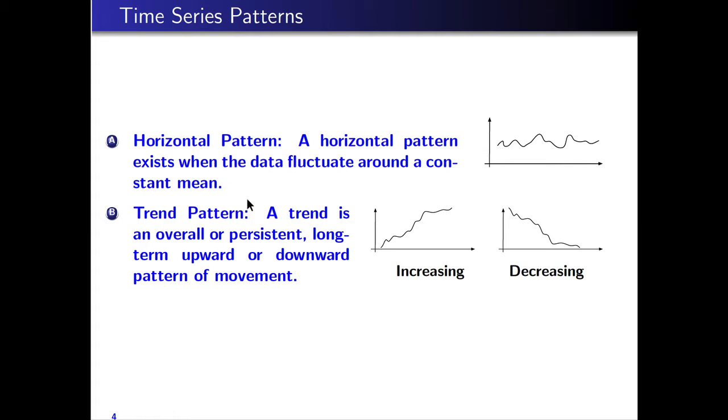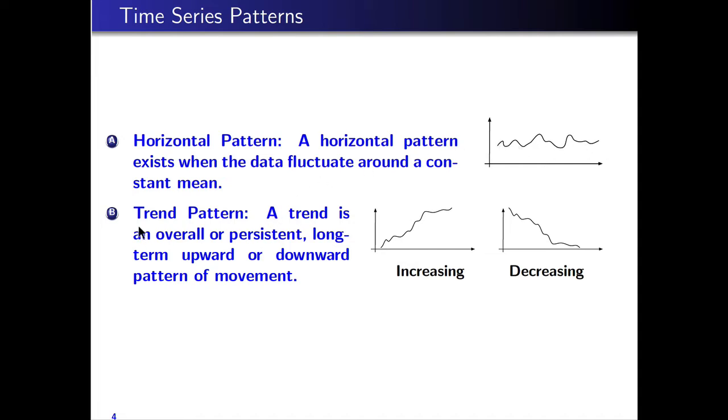Now, let us study the time series patterns. There are a total of 4 time series patterns in our study. Pattern number 1, a horizontal pattern. A horizontal pattern exists when the data fluctuate around a constant mean. Here is the time series plot for the horizontal pattern. So you see the data fluctuate around this constant mean.